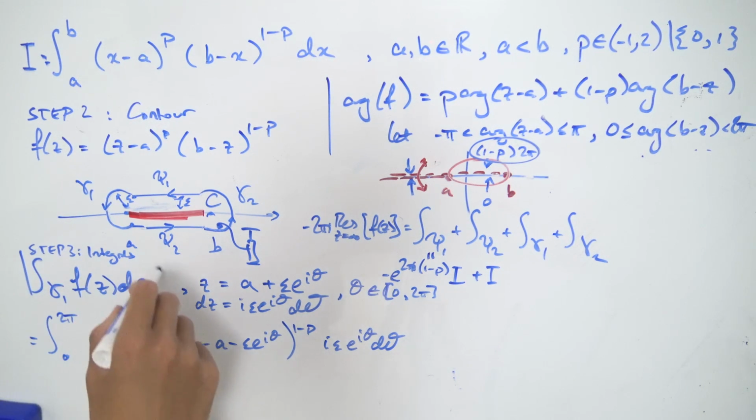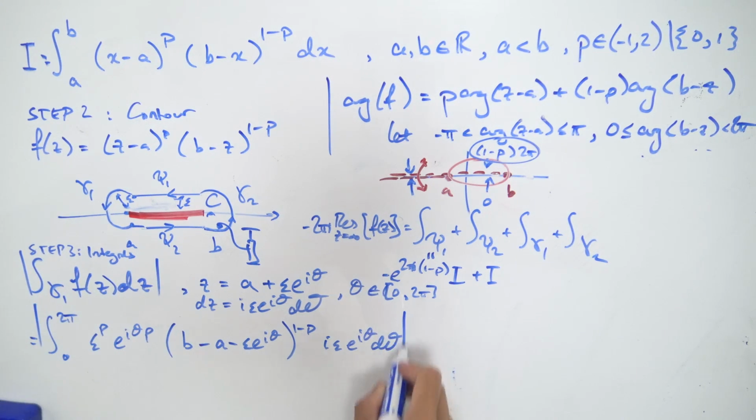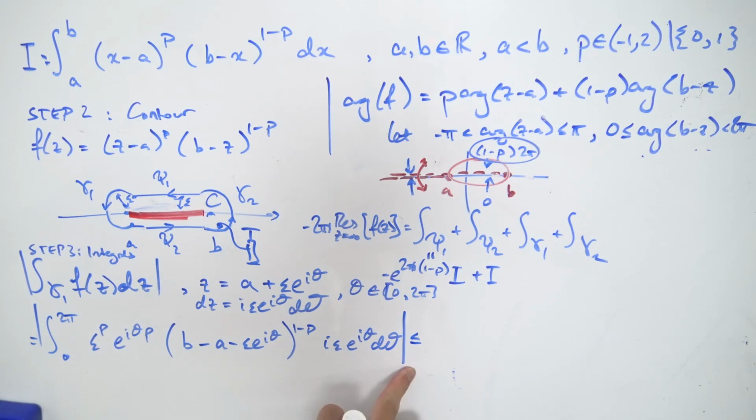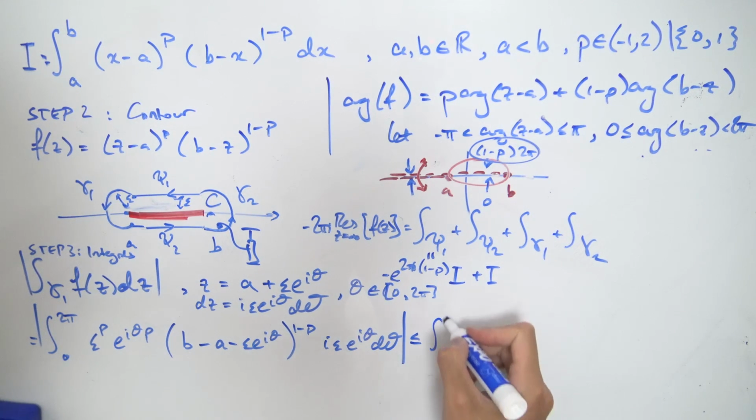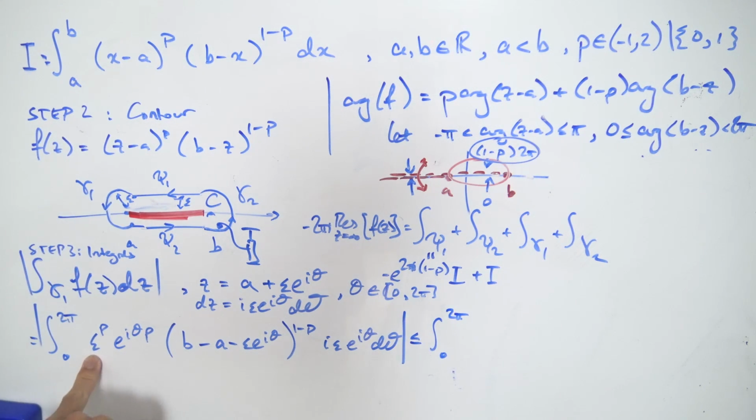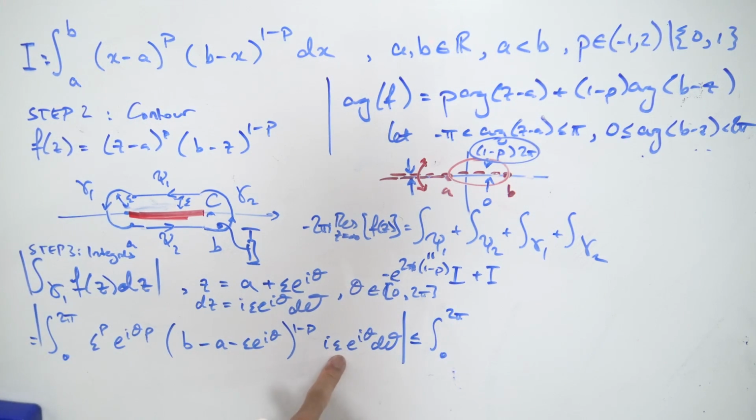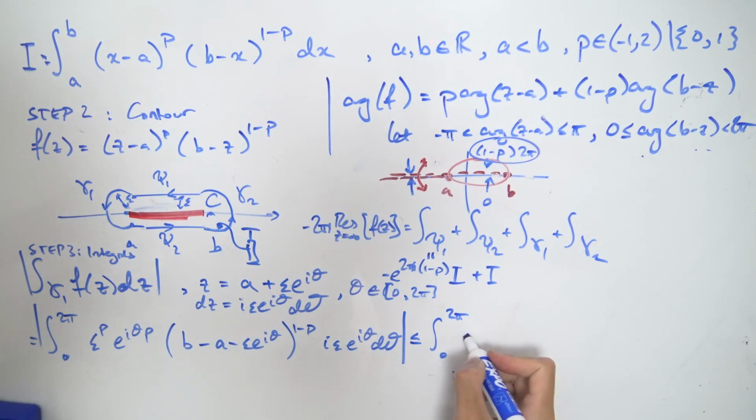So let's take absolute values everywhere. Now we can use the integral inequality to say that this is less than or equal to the integral of the absolute values, bringing these inequalities inside the integrand. So now we're going to have the integral from 0 to 2 pi. The absolute value of epsilon to the p is just epsilon to the p. We also have an extra epsilon over here, so let's combine those together: epsilon to the p plus 1.